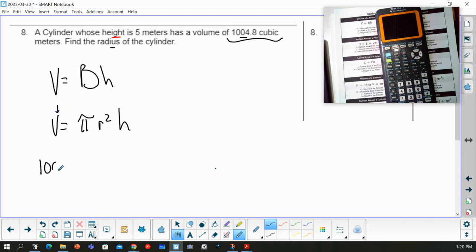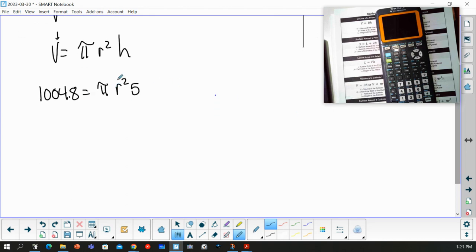So 1004.8 equals pi. The radius, I don't know, but I do know the height is 5. Okay, so what we have here is this set up, not too difficult yet.